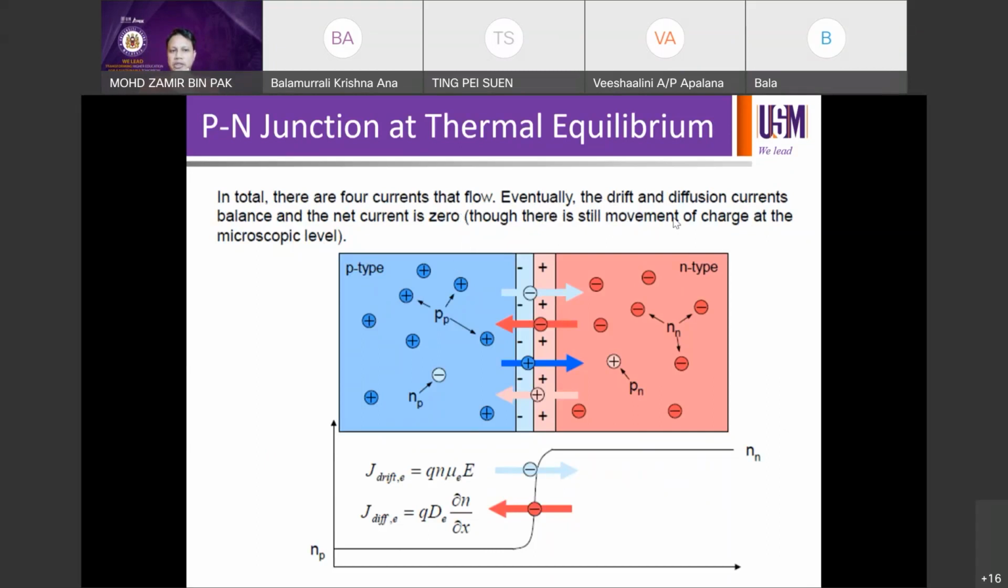Eventually, the drift and diffusion currents balance, and the net current is 0. The net current is 0, though there is still movement of charge at the microscopic level. So the net movement is assumed to be 0 due to the opposite and equal magnitude of the current flow, right? So the J drift for electron is given by the very same equation. It's just that you change your concentration to n instead of p, and mu_e E instead of mu_h E, right? Or kalau you pakai n, then it's going to be p on the other side. And the diffusion current density for electron is given by QD dn/dx, right?